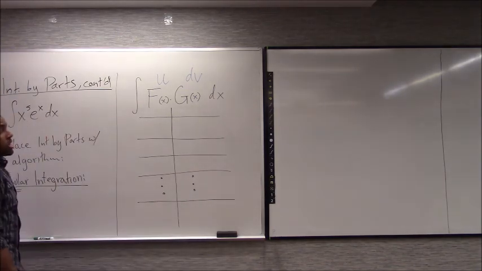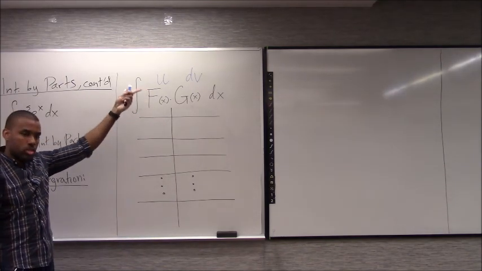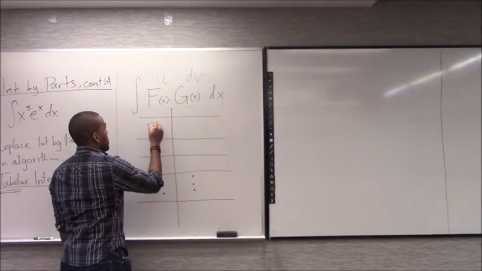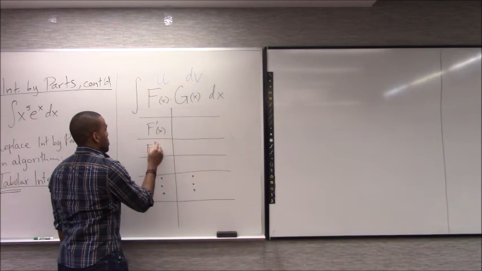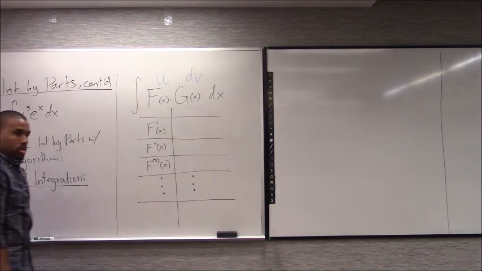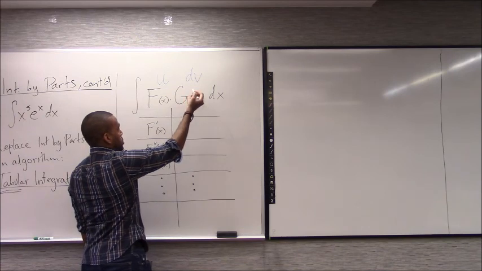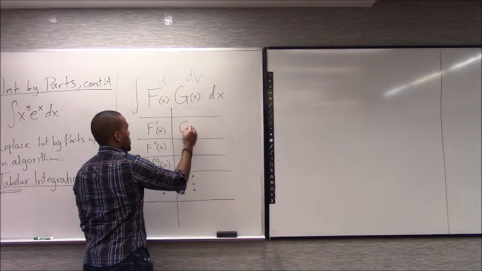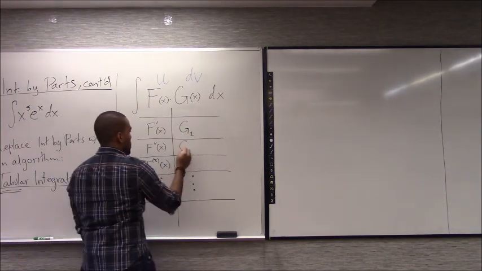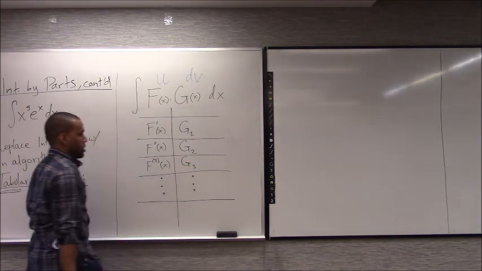And here's how you're going to fill out the table. For the u guy, you're going to keep differentiating it, because you start with the u and you find du and so on. You're going to keep doing that. So I'm going to find F prime, F double prime, F triple prime, and I'm going to keep going. And for the dv, I'm going to keep integrating it. There's not a very nice notation for that, so I'm going to use subscript. Subscript 1, that's the first integral. Subscript 2, that's the second. Subscript 3, that's the third.